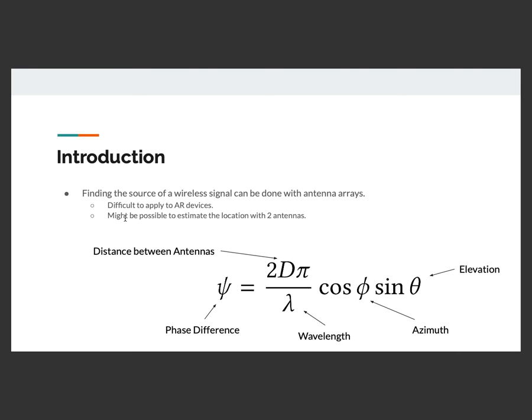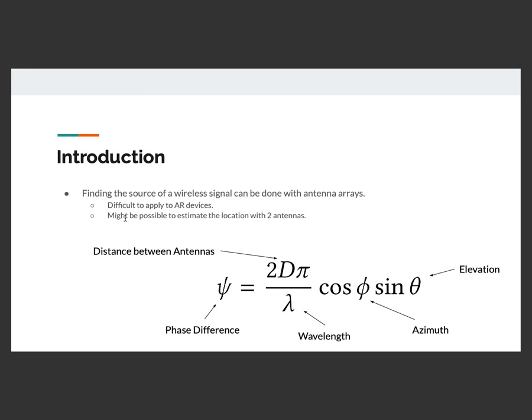So introduction. I'm going to run through a bit of how this is going to work. The main point of the project is to be able to locate a wireless signal, at least the source of it. There's been a lot of research done in this field, and a lot of people use antenna arrays, which generally consist of about 8 antennas arranged in an L shape or a circle. The problem with this is that it's difficult for consumer devices to have 8 antennas. It takes up a lot of space and it's hard to manage.